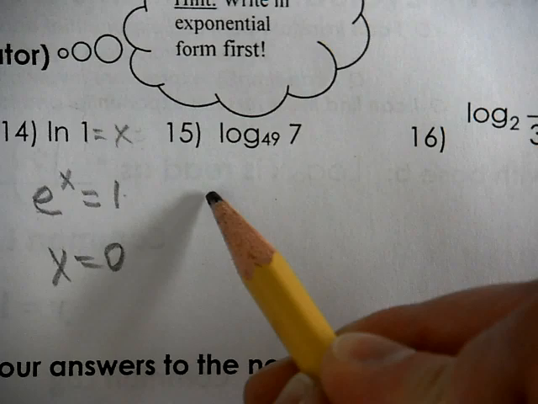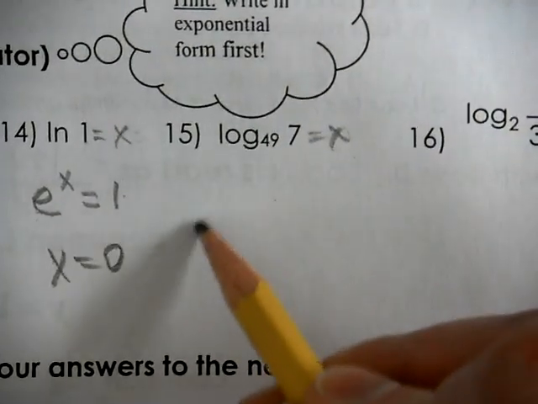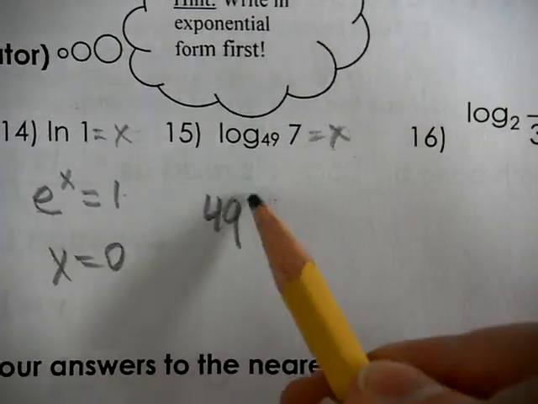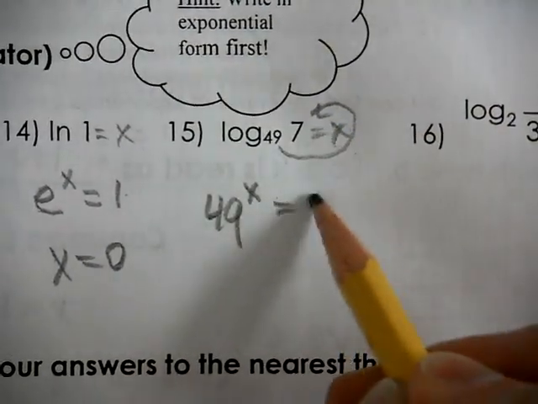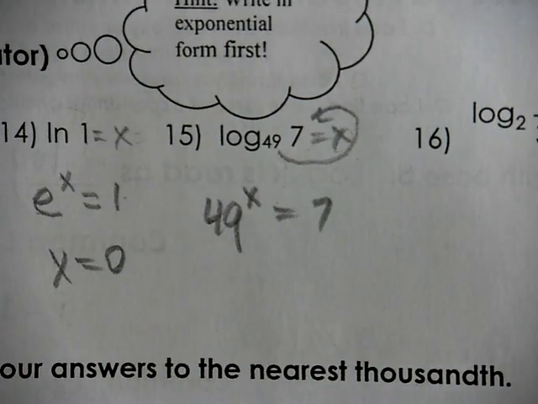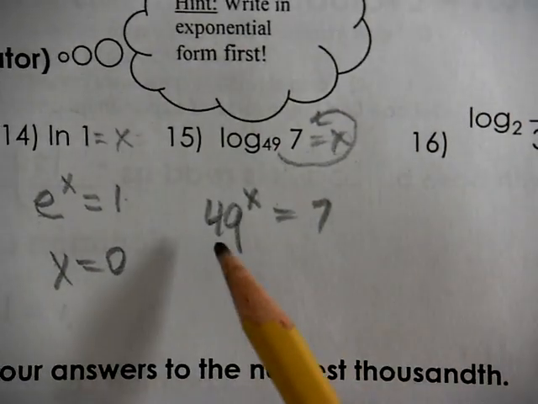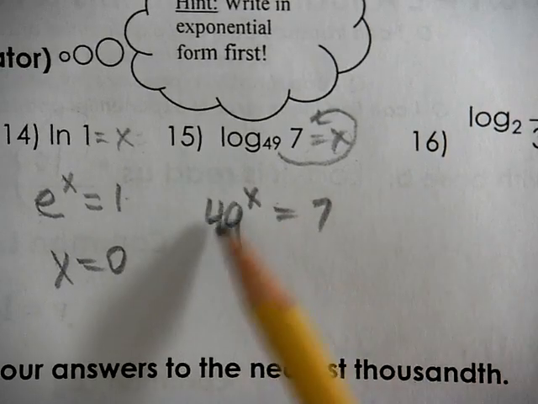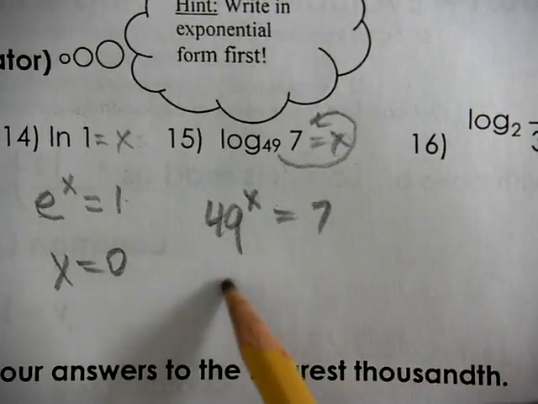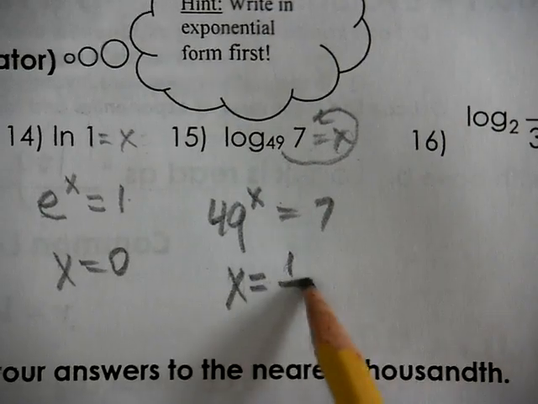This one's funny. So this is 49 to the x power equals 7. Now think about what you know about 49. What do you need to do to 49 to get 7? You need to take the square root of 49. What's the exponent that represents square rooting? It would be a half.